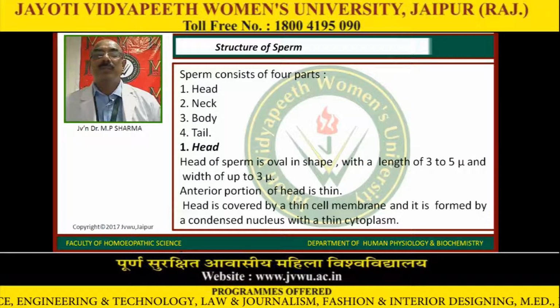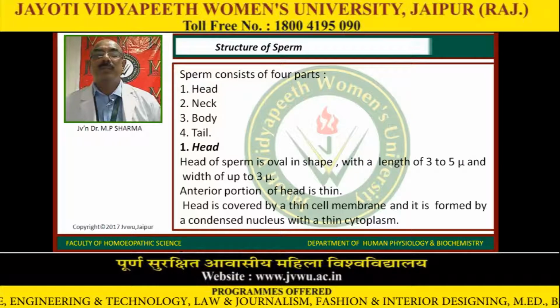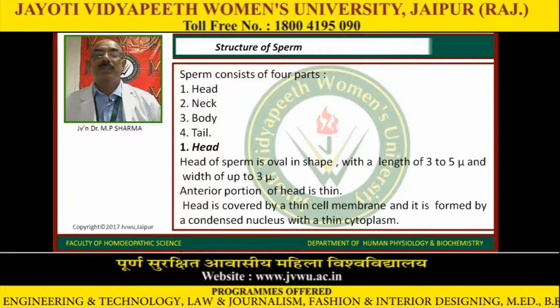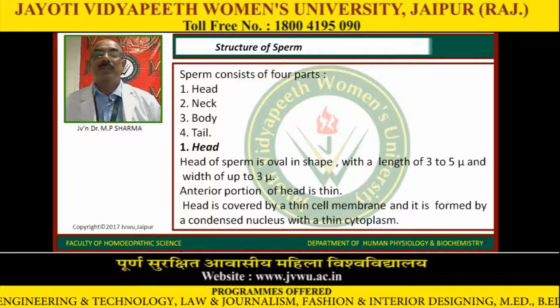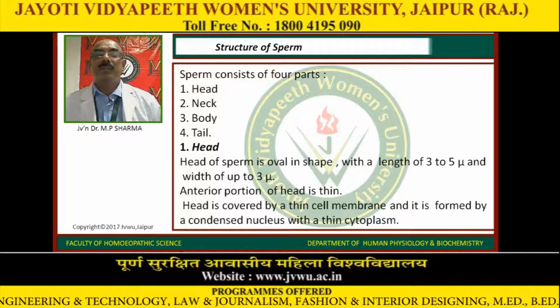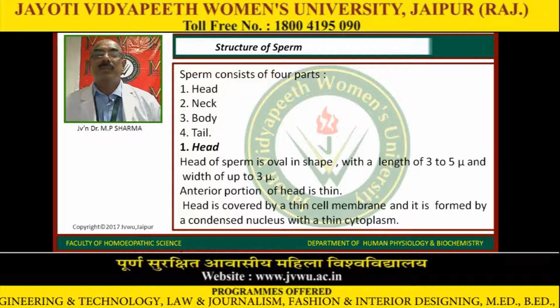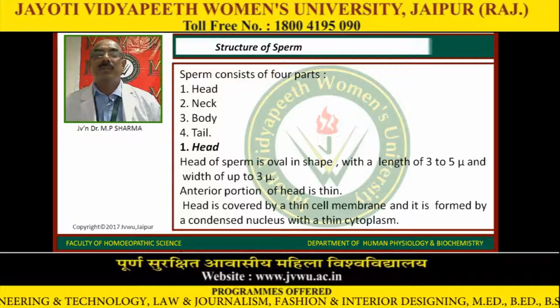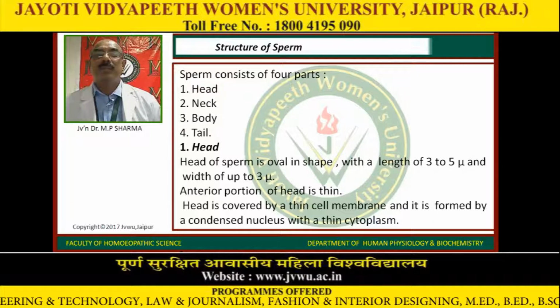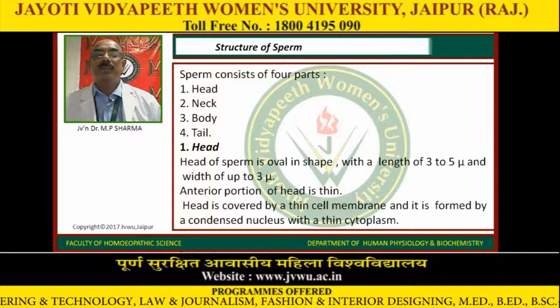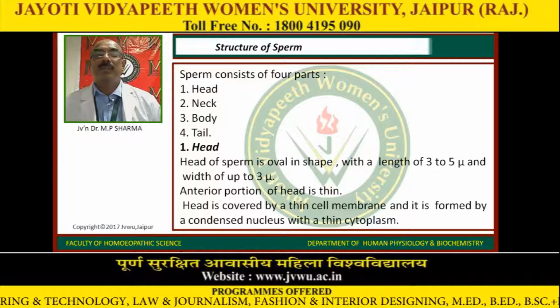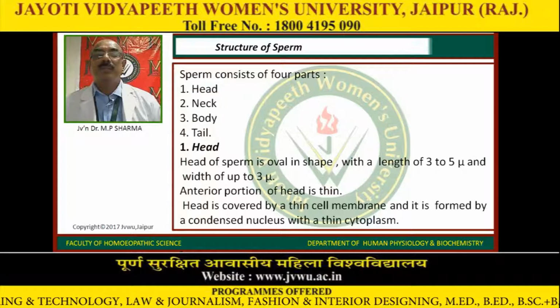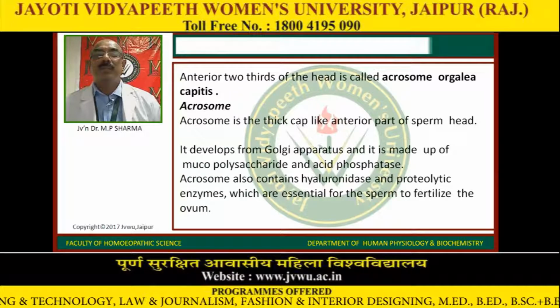Now, structure of the sperm. Sperms consist of 4 parts: head, neck, body, and tail. The head of the sperm is oval in shape with a length of 3 to 5 micron and a width of up to 3 micron. The anterior portion of the head is thin. The head is covered by a thin cell membrane, and it is formed by a condensed nucleus with a thin cytoplasm.